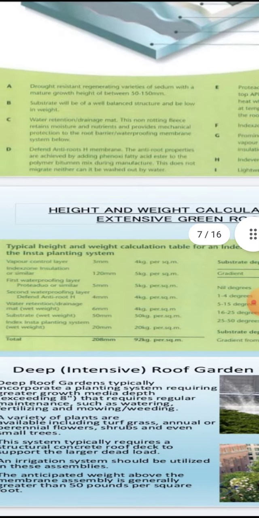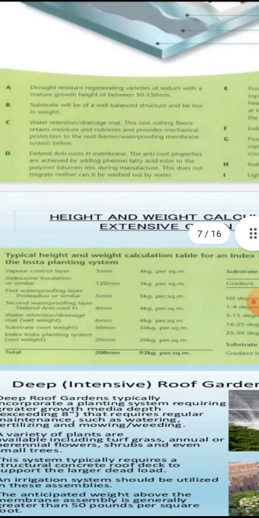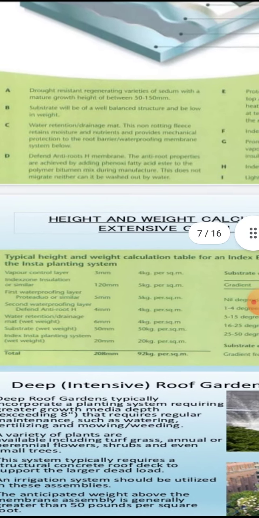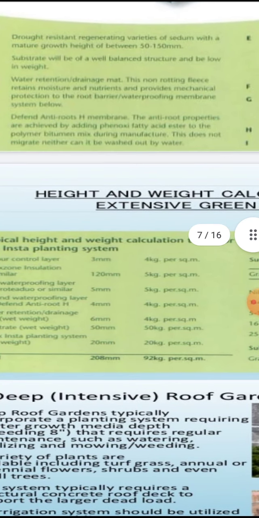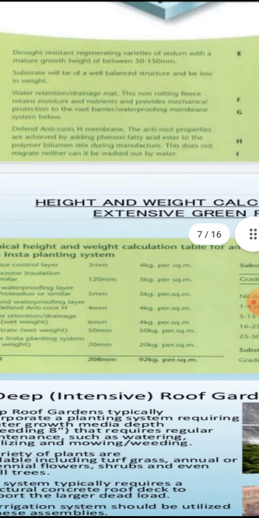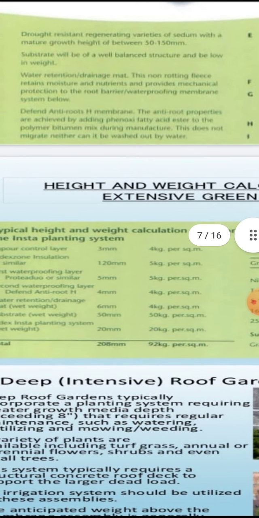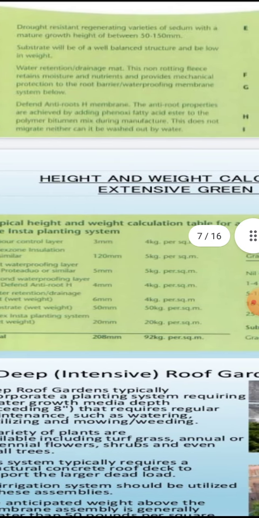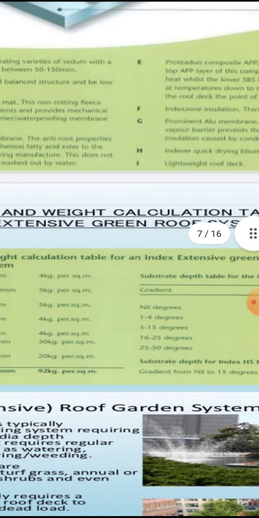Then at B, the substrate is well balanced and low in weight. At C, water retention is possible, and therefore non-rooted plants are selected, not going deep. Then at D, there are anti-root membranes, which are generally used, so certain plants are selected.